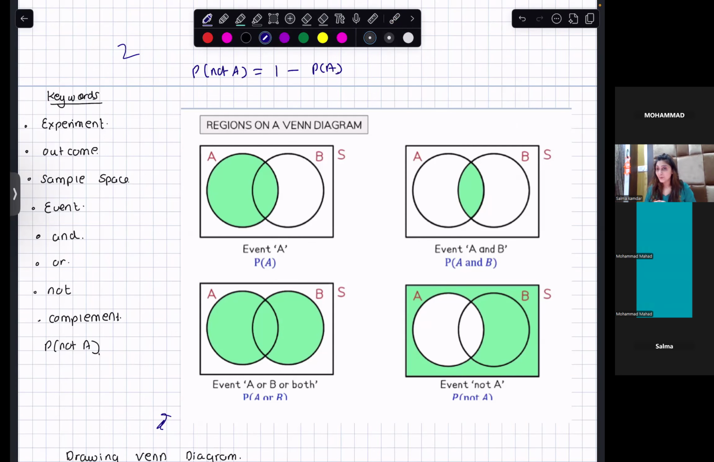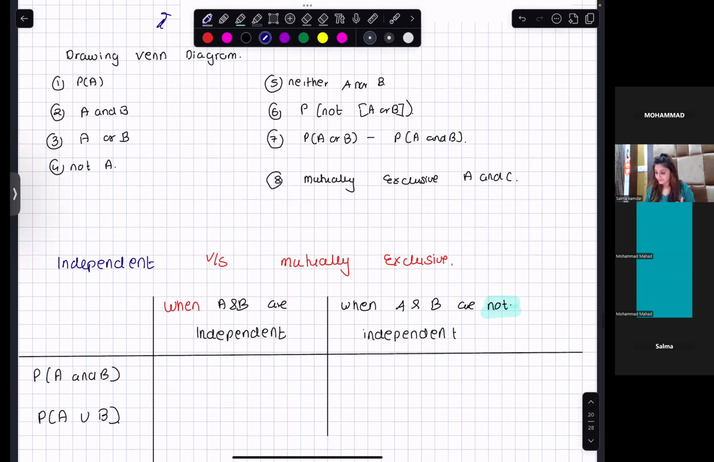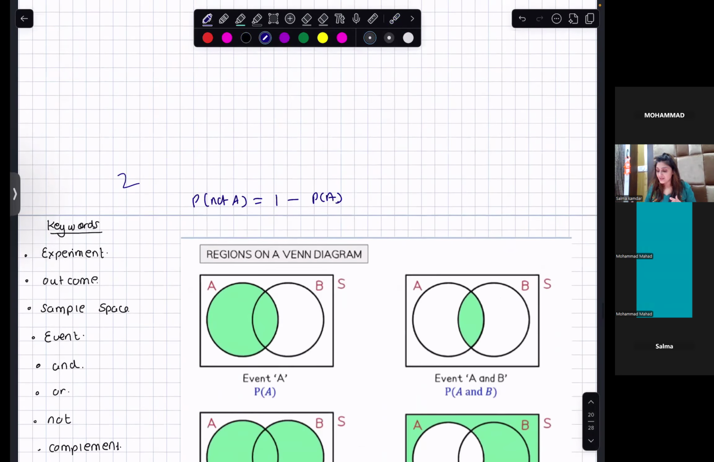Now, when I'm talking about probability, what does it mean? It means the likely chances, chances of something happening. So if I'm talking about probability of A, what is the formula to get the probability? Probability of A would be favorable outcomes divided by total outcomes.